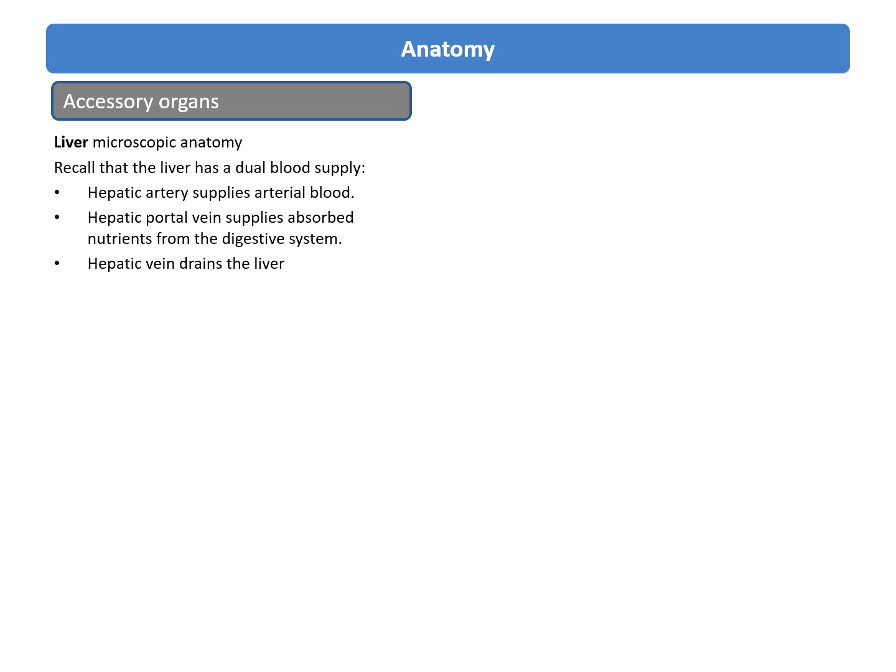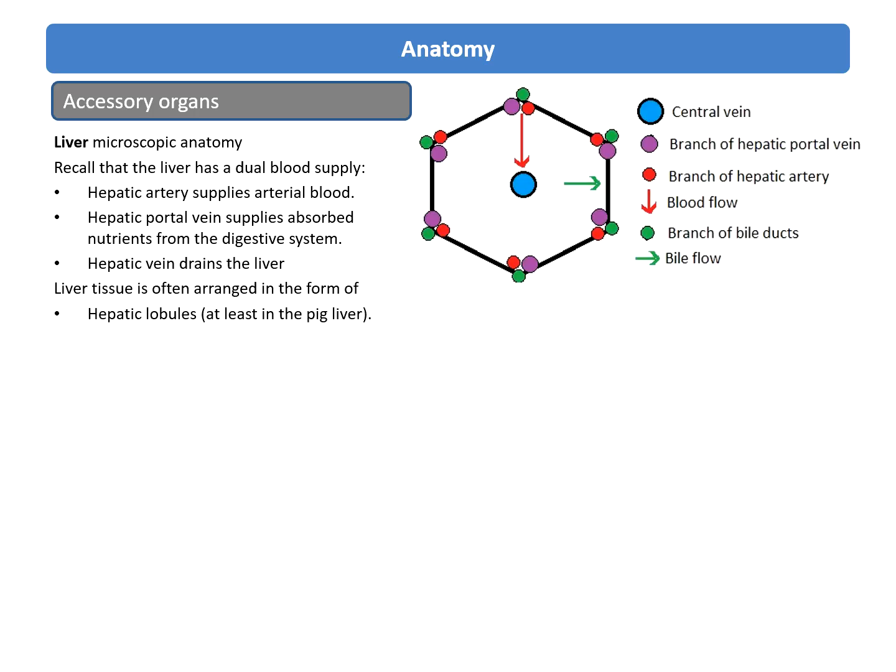The hepatic vein is a single vein that drains the liver. So you see that the two vessels lead to the vein, the blood then combines and exits the liver in a single vein. Liver tissue is often arranged in the form of hepatic lobules. Now, this is more prominent in the pig liver, less so in the human liver.